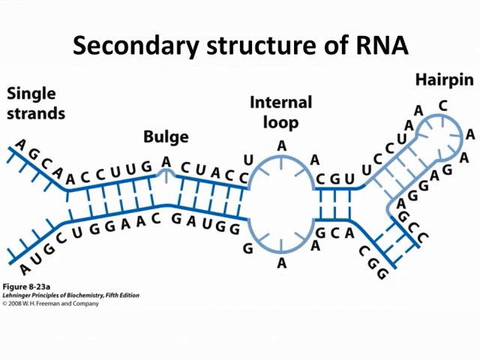So here are some secondary structures. We have a bulge. So a bulge is just having a base without a base pair. You have an internal loop, so that's just a loop that happens within the strand. We have the hairpin. Remember, that's the intrastrand base pairing.